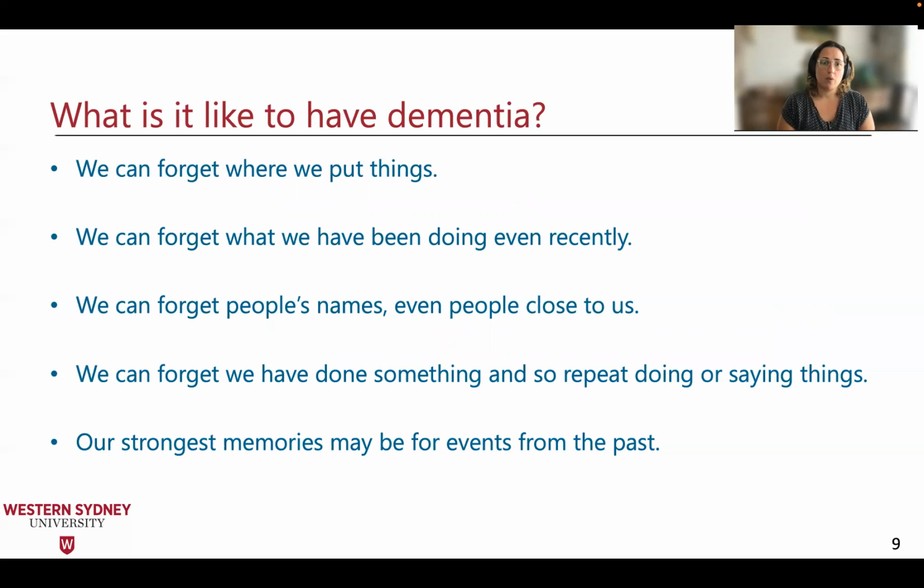They can forget what they've been doing recently. For example, a person might think that they have had lunch when they haven't, and vice versa. They may have lunch twice because they've forgotten that they've already had lunch. They can forget people's names, even people close to them, and this is often at the later stages of dementia, where family will go and see them and they no longer recognize their partner or their children. And they can forget that they've done something, and so they repeat the same thing, or they repeat saying the same thing. And also the strongest memories may be from events from the past.